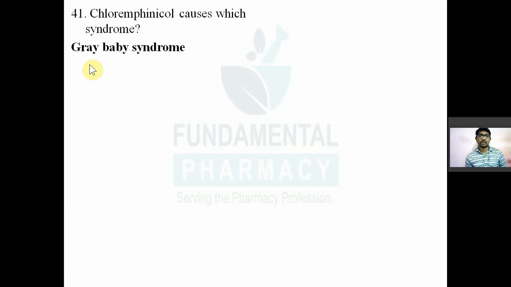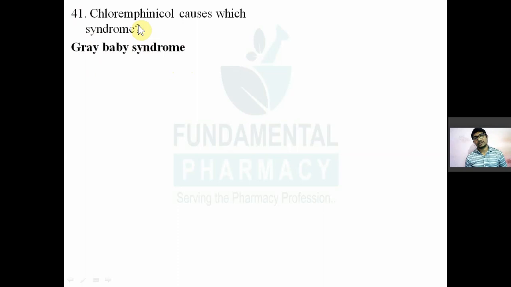And what does grey baby syndrome mean? Chloramphenicol is metabolized in the liver and babies have insufficient metabolizing capacity for the drug. The drug metabolizing capacity in children is low, and because of that they get severe hypotension and their blood supply is not proper. Due to that, deficiency of blood supply to the tissues and all that, the baby will develop a gray color, and that syndrome is known as grey baby syndrome. Lot of other symptoms are there. If you want to read, you can read from books. So that is grey baby syndrome caused by chloramphenicol.